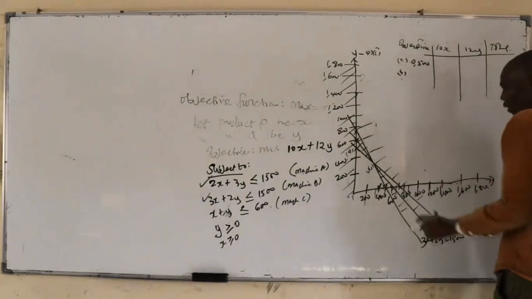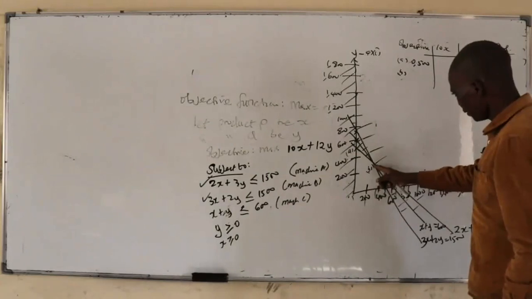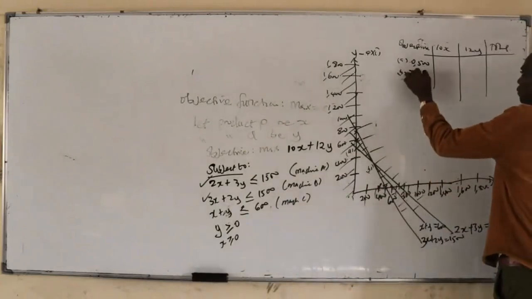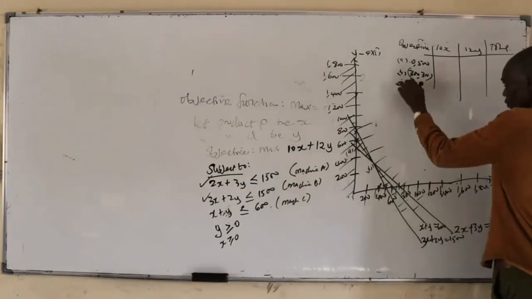Point B, the corner points is what you are interested in. So this is around 300, 300. Then the other one is 400, 0.